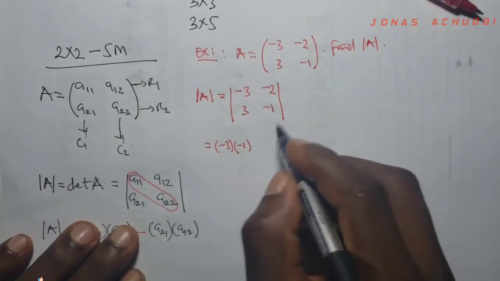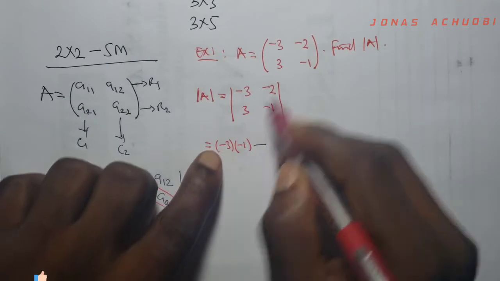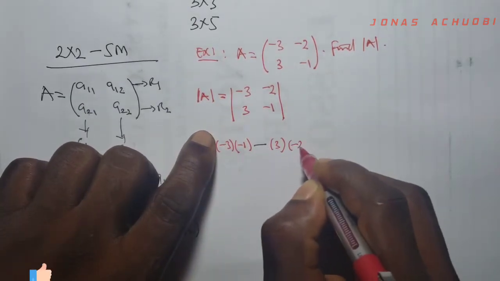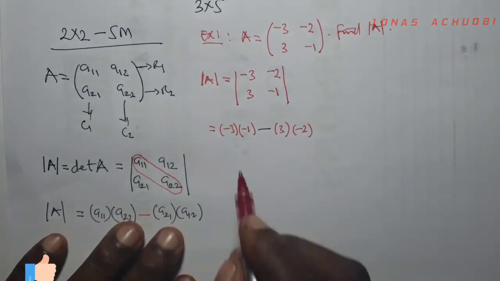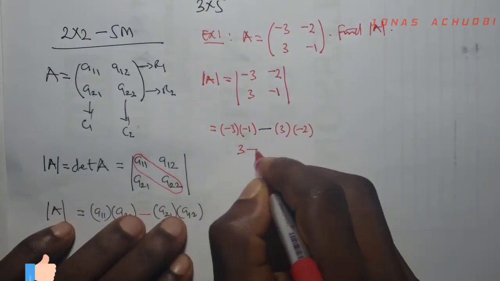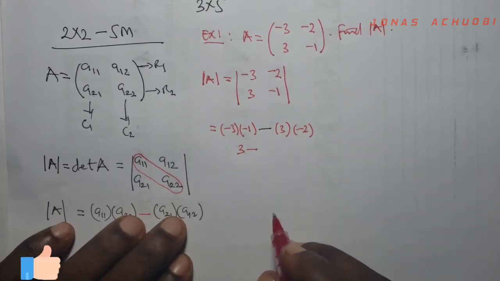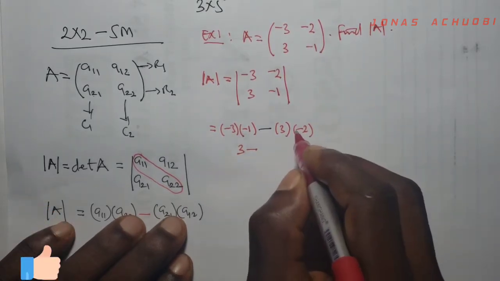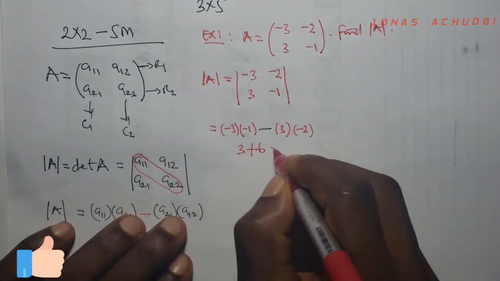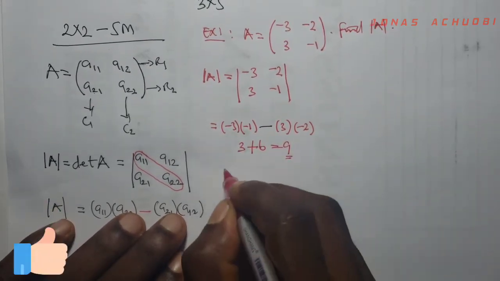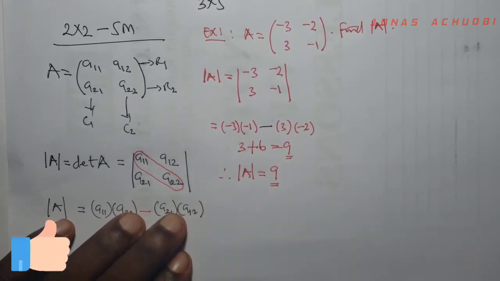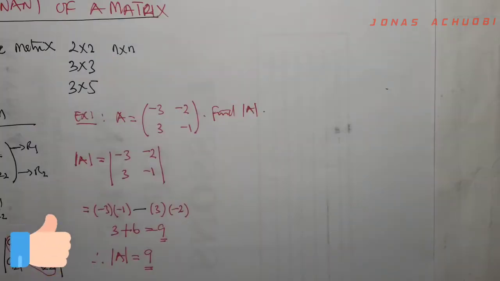Then minus the other diagonal entries, 3 times what? Negative 2. So minus 3 times minus 1 is just 3, minus 3 times minus 2 is minus 6. So minus 6 times minus is plus 6. So what is 3 plus 6? 3 plus 6 is 9. Therefore, the determinant of matrix A is 9. And that is it for 2 by 2.